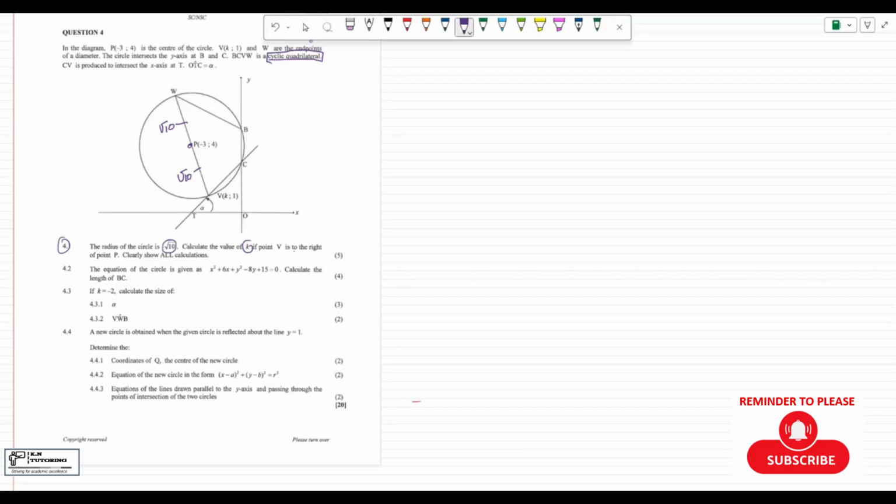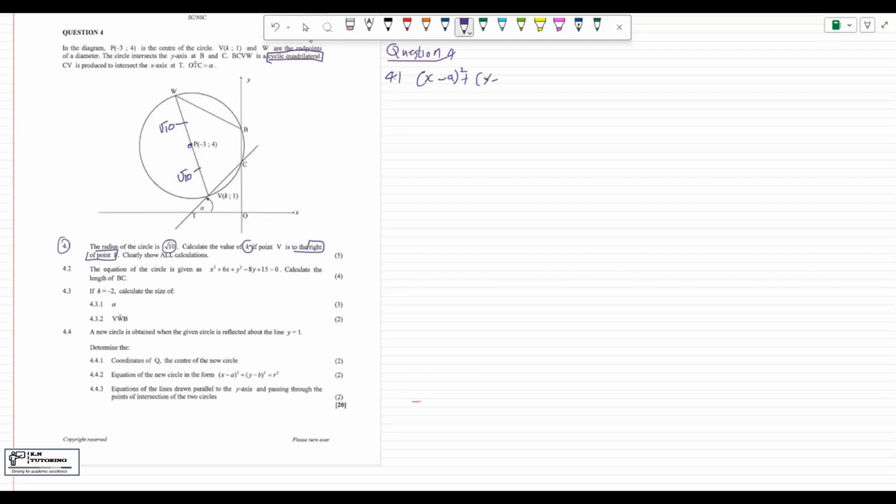If point V is to the right of point P, clearly show all calculations. Okay. Now, the first thing that you're going to do is to say, I know I'm dealing with a circle with a center. Okay, I'm dealing with circle geometry. And let me see what is given to me. Since this is not a circle with center (0; 0), or center at the origin, I know I need to use this formula. I'm just going to write it first before I substitute.